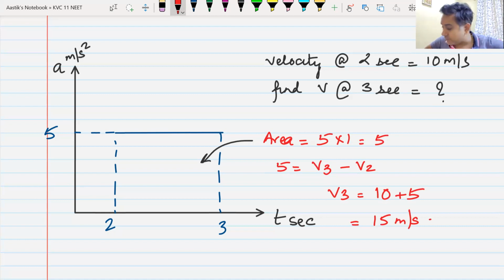This is one of the most tough questions that can come. What mistake students do in this question is they find out the area, and as soon as they get the area, they say this is the final velocity. Remember, area of the acceleration time graph is not the final velocity. It is the difference in velocity. It is the change in velocity, final minus initial. Do we understand this?